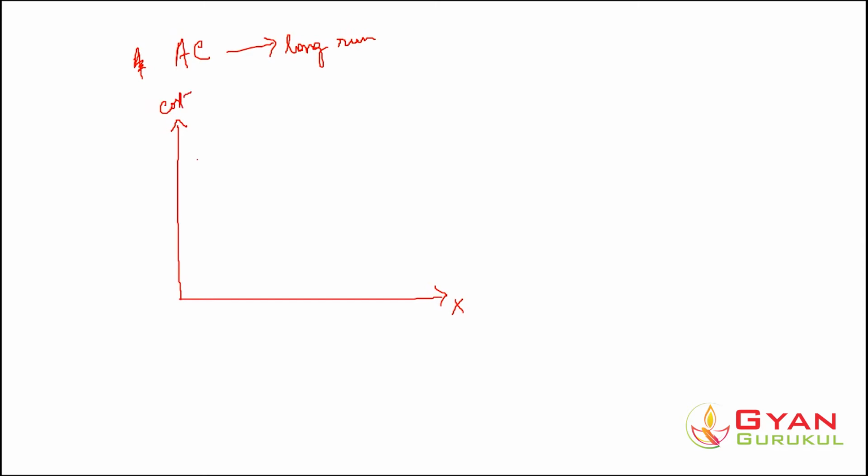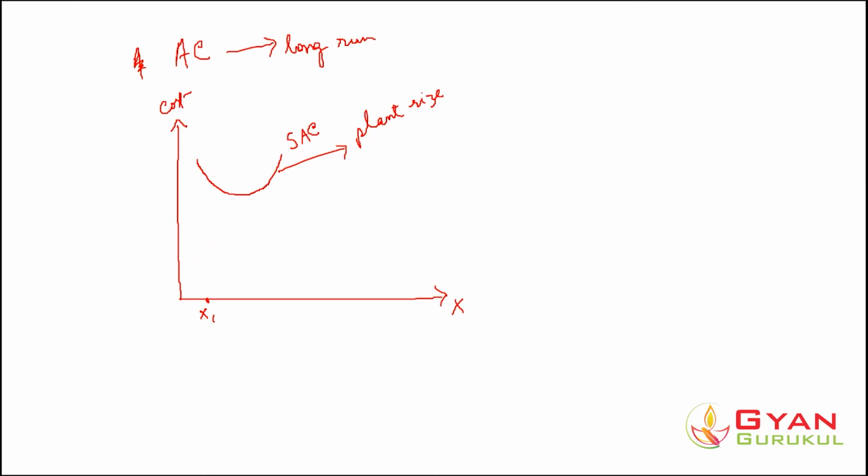Now suppose this is a particular short run average cost curve, right? This is a short run average cost curve. Now this particular short run average cost curve is showing a particular plant size. This is the particular size of a plant. In this plant, let's say we are producing at this point, at x1 amount of the particular product.